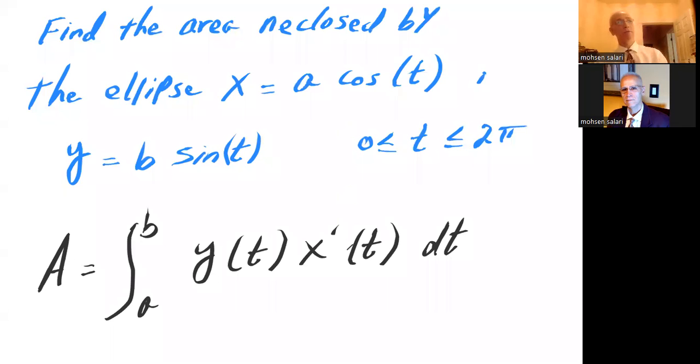Hello, Calculus 3. We're trying to find the area enclosed by the ellipse x equals a cosine of t, y equals b sine of t, for t between 0 and 2 pi. And the formula that we're using is the integral from a to b of y of t times x prime of t dt.